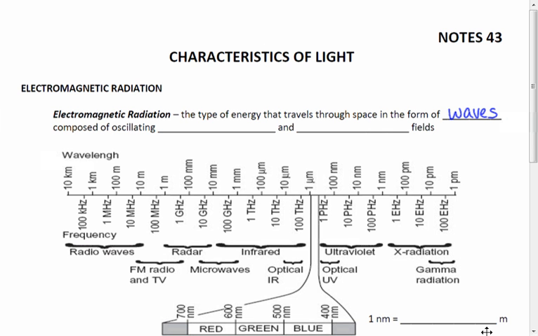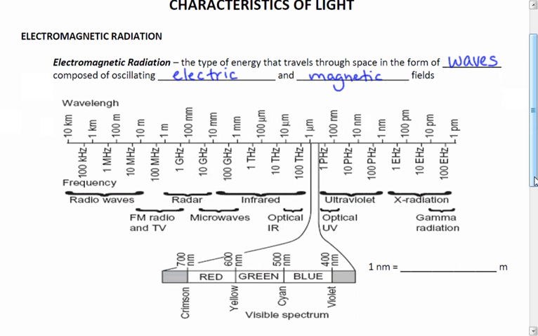And it's composed of oscillating electric. Can anyone guess what our second one will be? What other type of field? Magnetic, good. What does oscillating mean? Yeah, like back and forth kind of thing. If you have an oscillating fan, that's one of the ones that goes side to side, back and forth. So this wave of energy is oscillating back and forth between electric and magnetic fields.